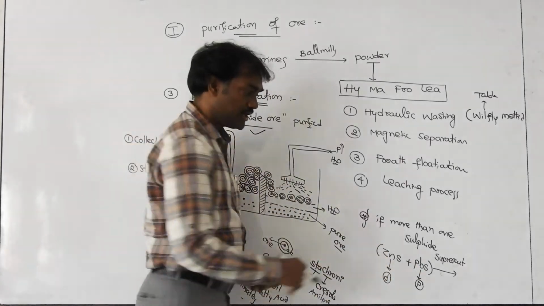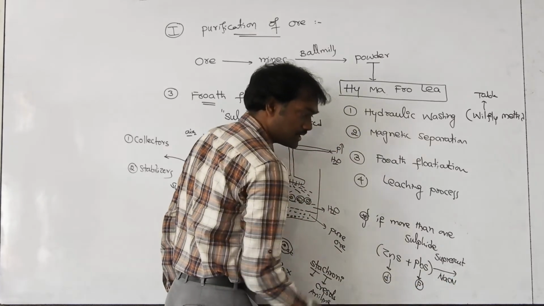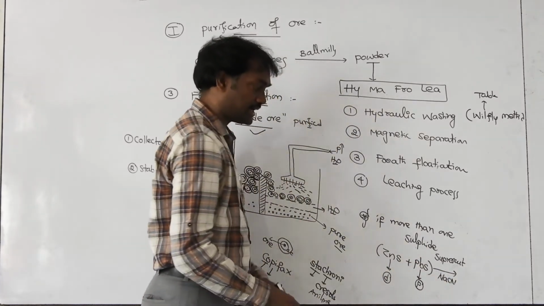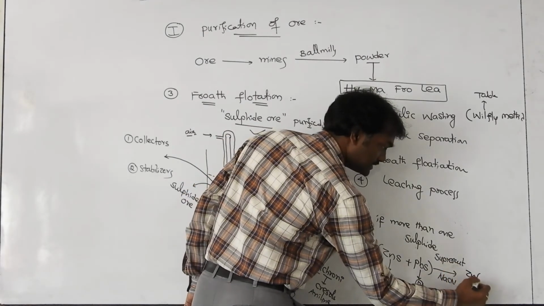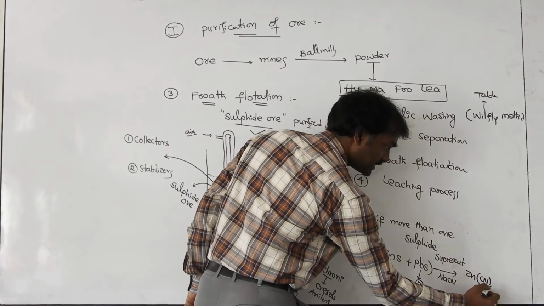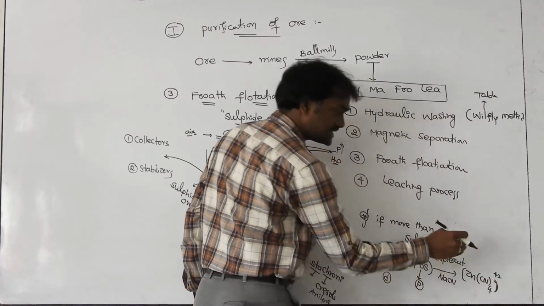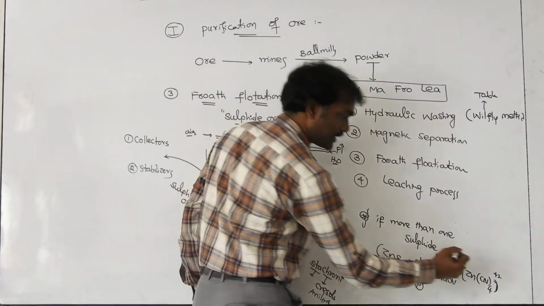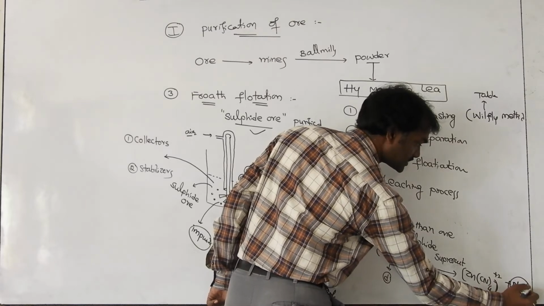So for the zinc, you take NaCN, sodium cyanide. Cyanide is a powerful ligand, so it is surrounded with zinc. So you are getting zinc surrounded with CN taken 4, that is Zn(CN)4 2-. That is dissolved in water and it will be separated. So pure lead sulfide is coming outside.